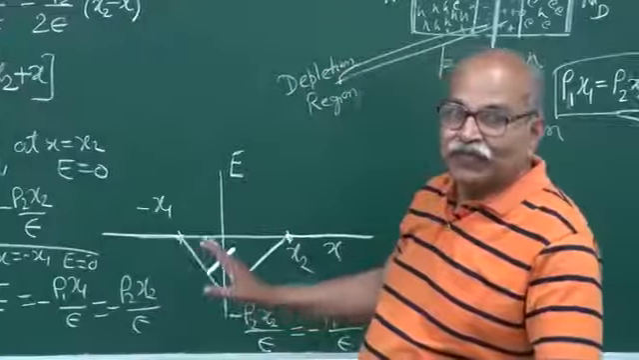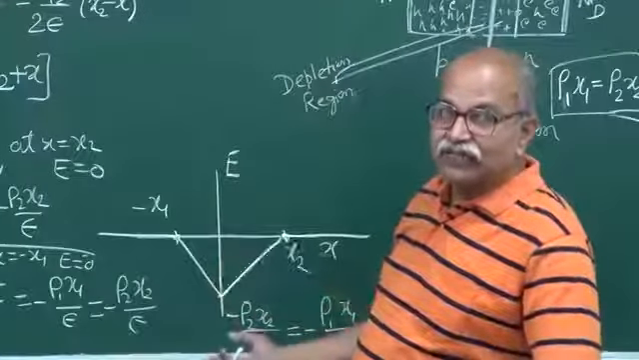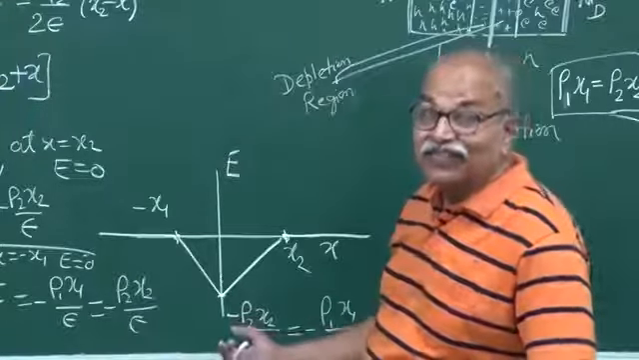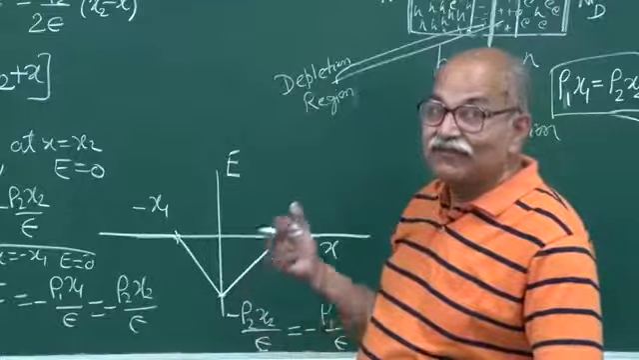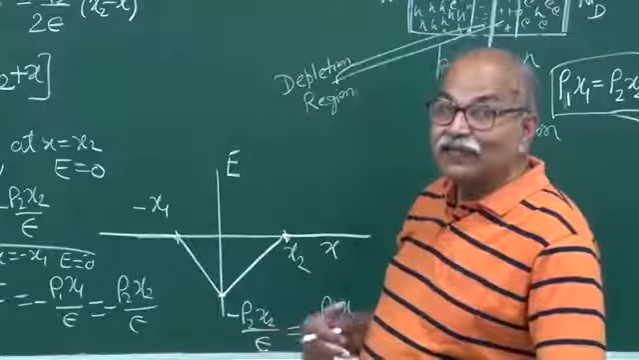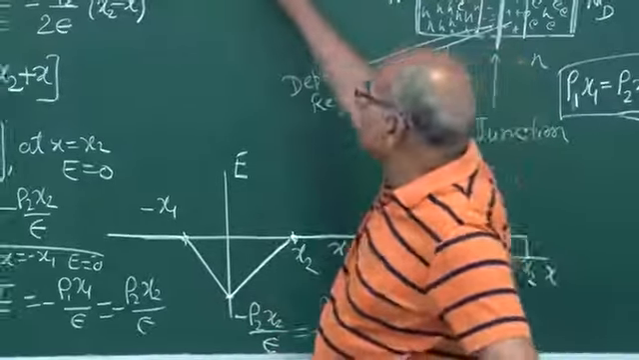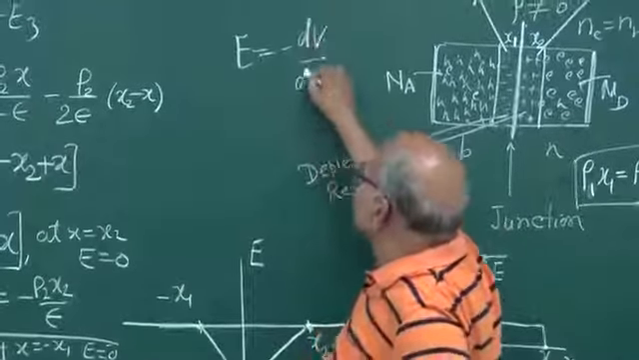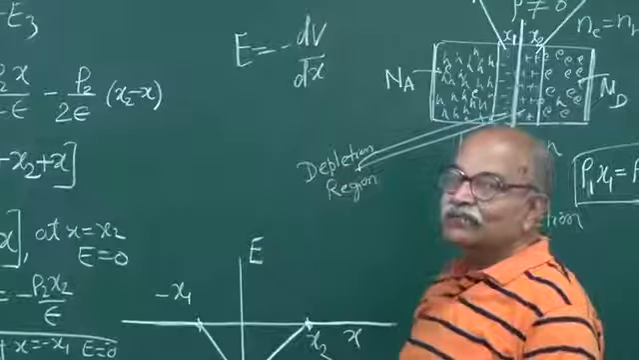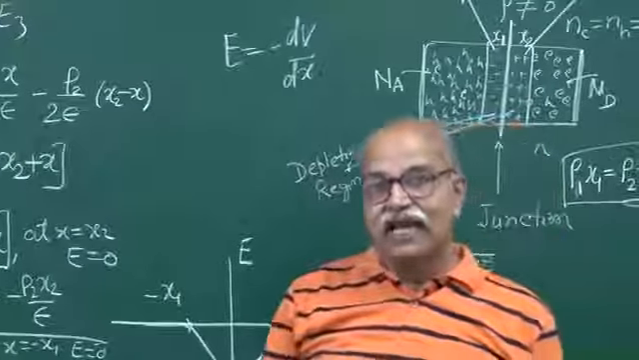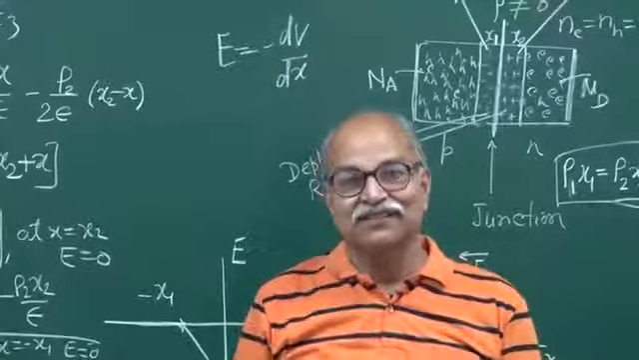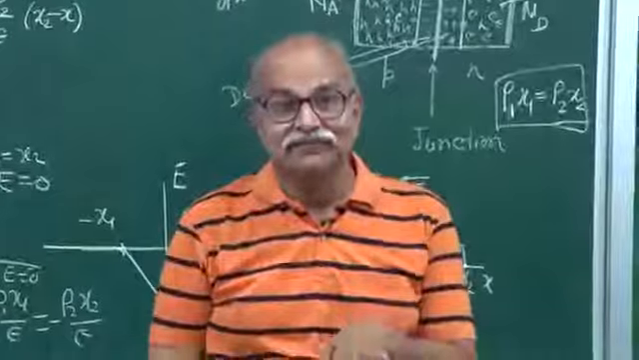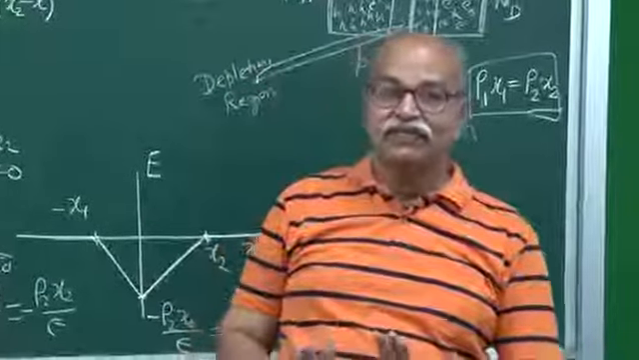Our next task will be to calculate the potential as a function of x. Once I have the electric field, I can calculate the potential using our equation E equals minus dV/dx. So we can calculate the potential as a function of x, and from there the energy as a function of x, and from there the potential barrier. So that will be our next task.